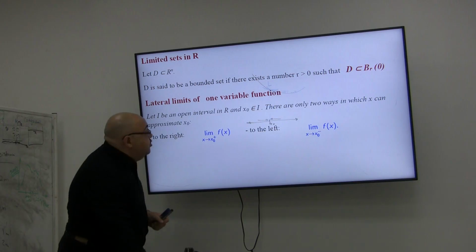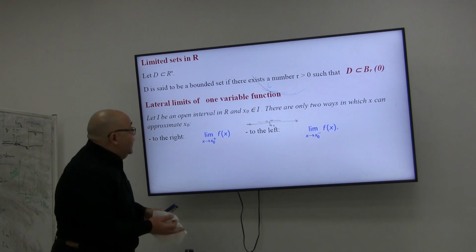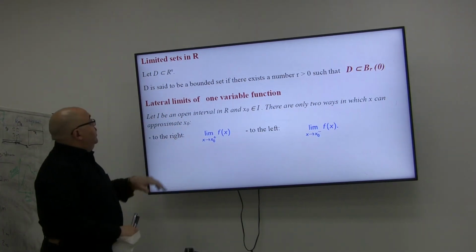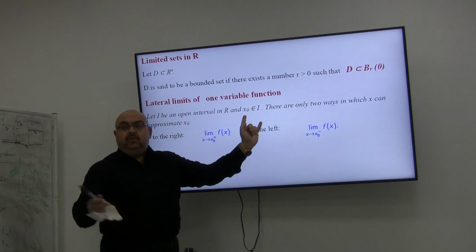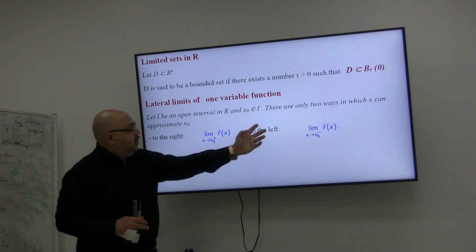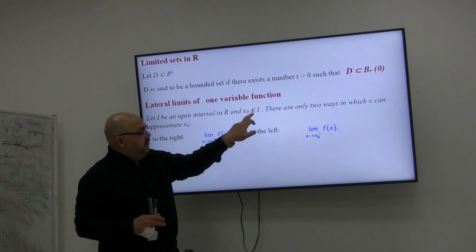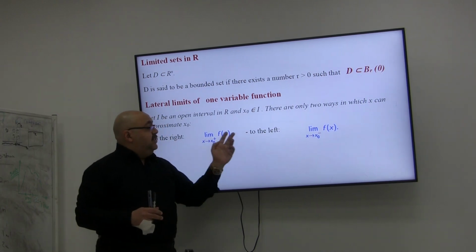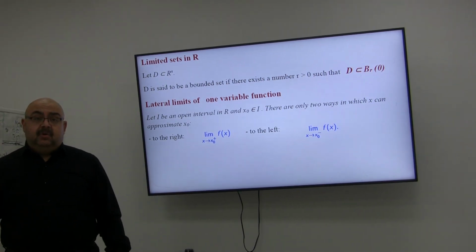And so the relation is really very simple, and as you can see, the limit will exist once the limit from the left is equal to the limit from the right. So once more, D is said to be bounded if there exists R greater than 0, which is the distance that you are approaching x node from both sides. D belongs to the open ball, which I've tried to point out for you. And let I be an open interval in R, and x node belongs to this interval. There are only two ways in which x approximates x node, coming from the right or coming from the left. And if they reach a certain value, then your limit exists, which you are familiar with from the calculus of functions in one variable.